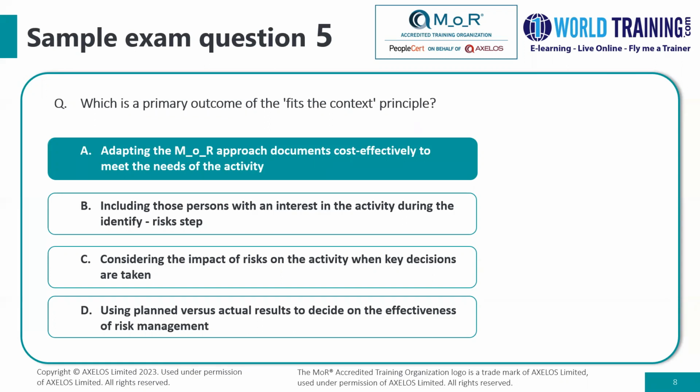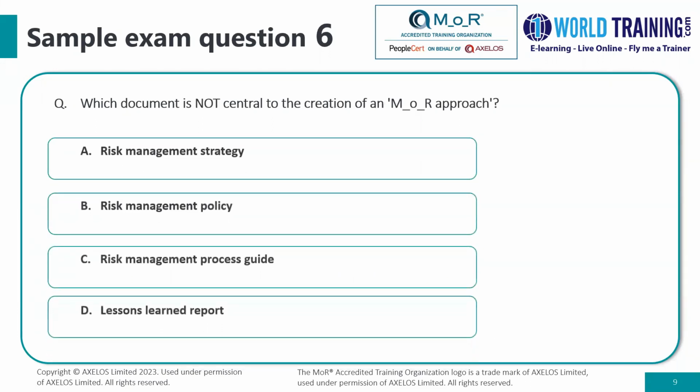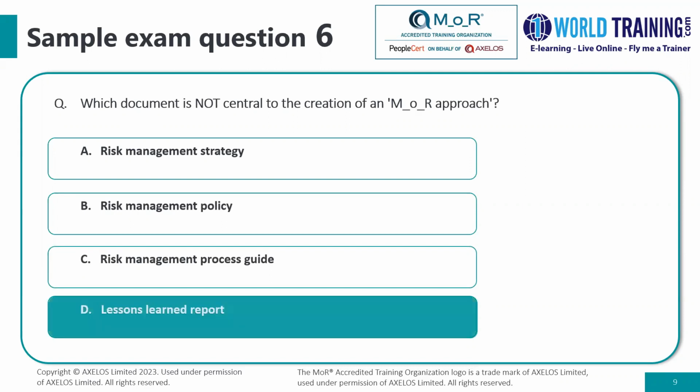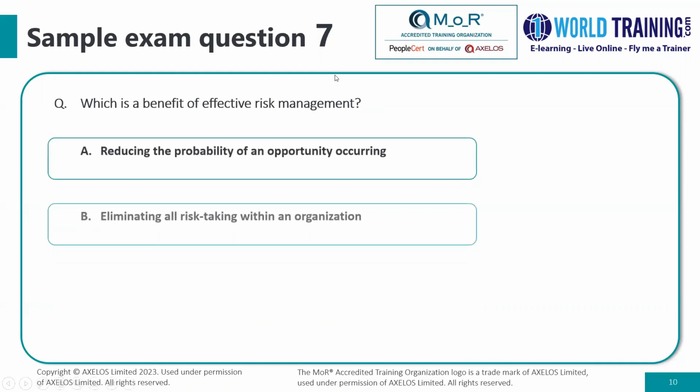Move on to another question, question number 6. Which document is not central to the creation of an MoR approach? The correct answer is D. Lessons learned report is an input to the identify context step and is not one of the central set of approach documents.